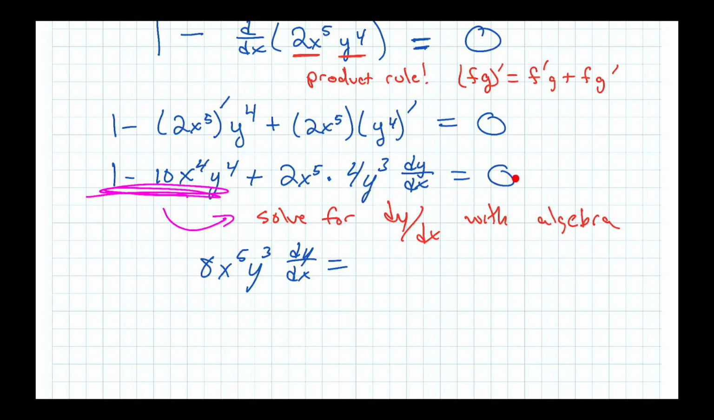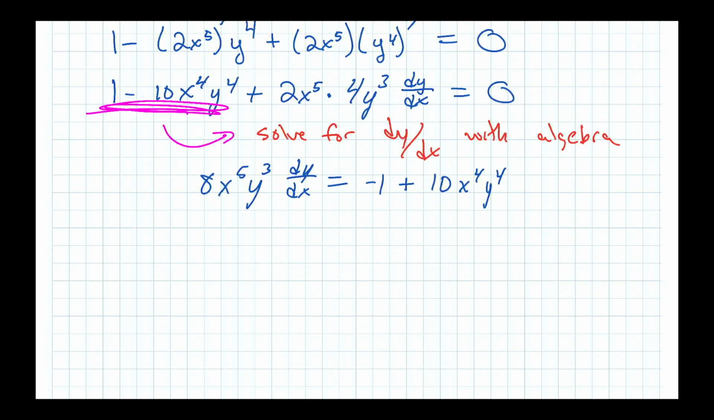and the stuff that I underlined in pink is going over to the right, which means we're subtracting it to the right, so the signs are going to change. So it's going to be negative 1 plus 10x to the fourth, y to the fourth. Okay, and we're trying to get dy/dx by itself, so we're going to divide the 8x to the fifth y cubed off to the other side, and we end up with dy/dx equals, I should rewrite this in the opposite order just to make the signs look nicer, 10x to the fourth, y to the fourth minus 1, over, and we're dividing this off to the other side, so we get 8x to the fifth, y cubed.